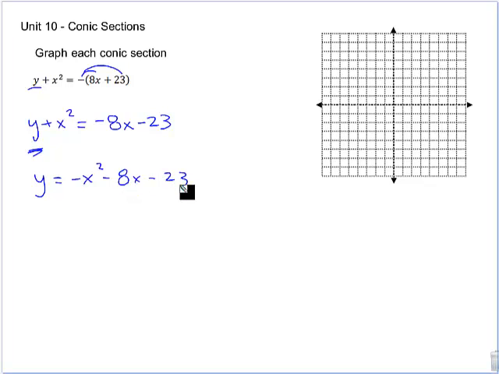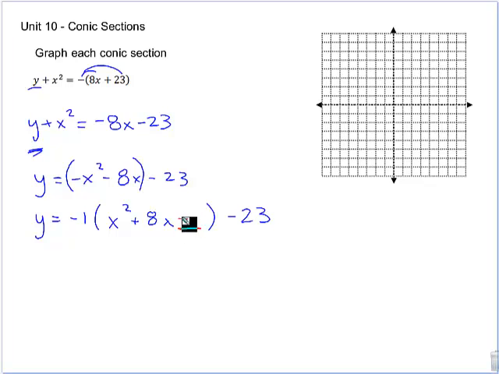And then we have to get this into standard form, so we want to combine our x's, so our negative 8x squared minus 8x. We want to take out our greatest common factor, that's an integer, which in this case is negative 1, and then times x squared plus 8x. Leave a blank spot to complete the square, and then minus 23 at the end.